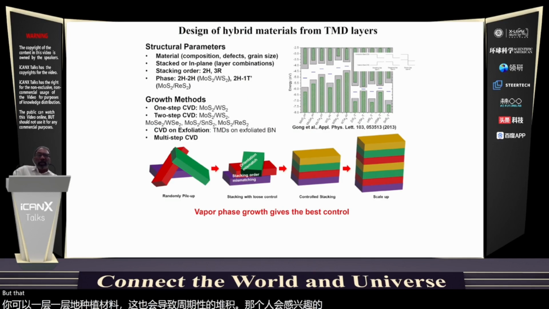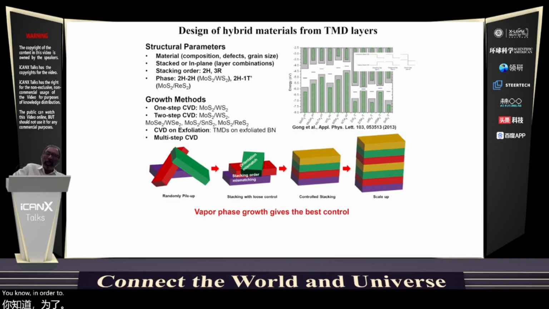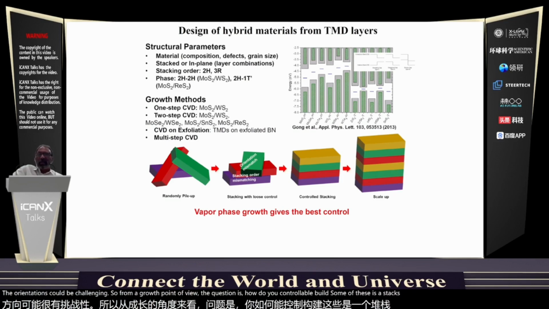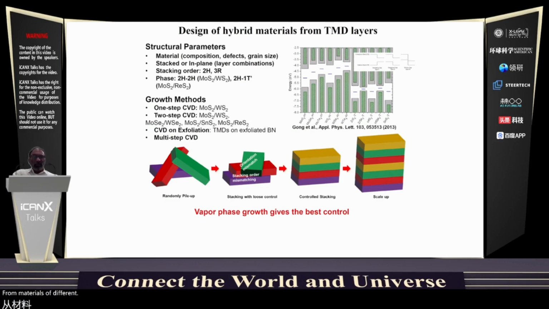But they also have limitations. For example, in order to build up a thick stack, it would take quite a bit of effort and time, and that's oftentimes not really feasible from a practical point of view. Intrinsically speaking, this could also be challenging because there are different faces to these materials. The orientations could be challenging. So from a growth point of view, the question is, how do you controllably build some of these stacks from materials of different compositions?